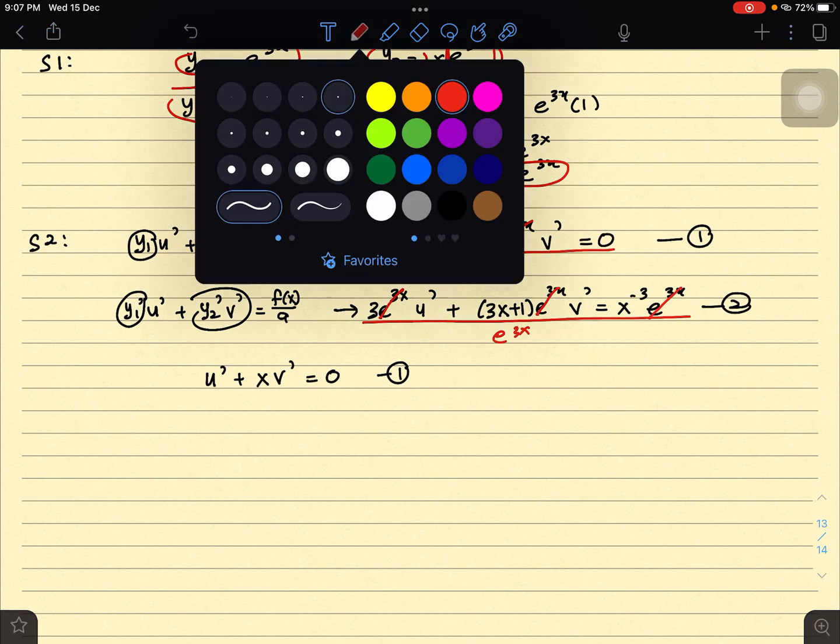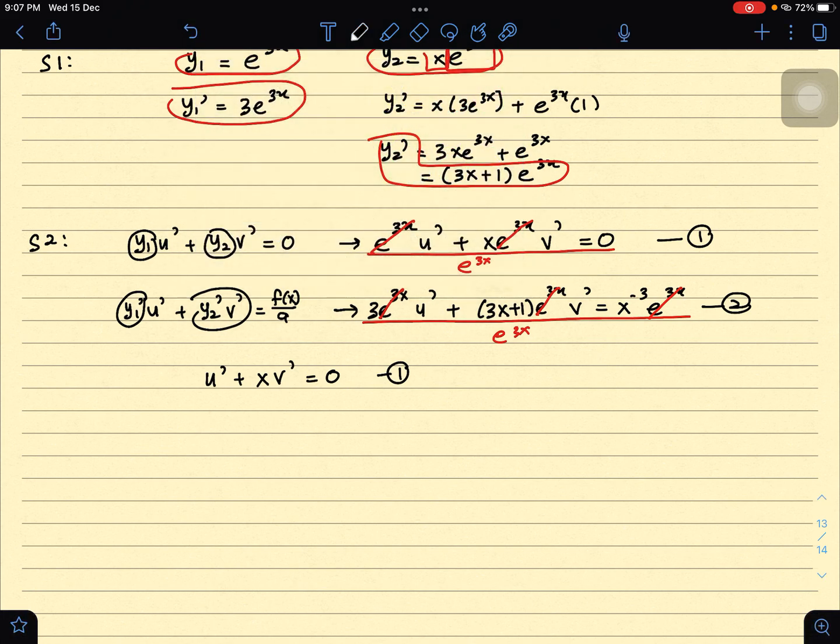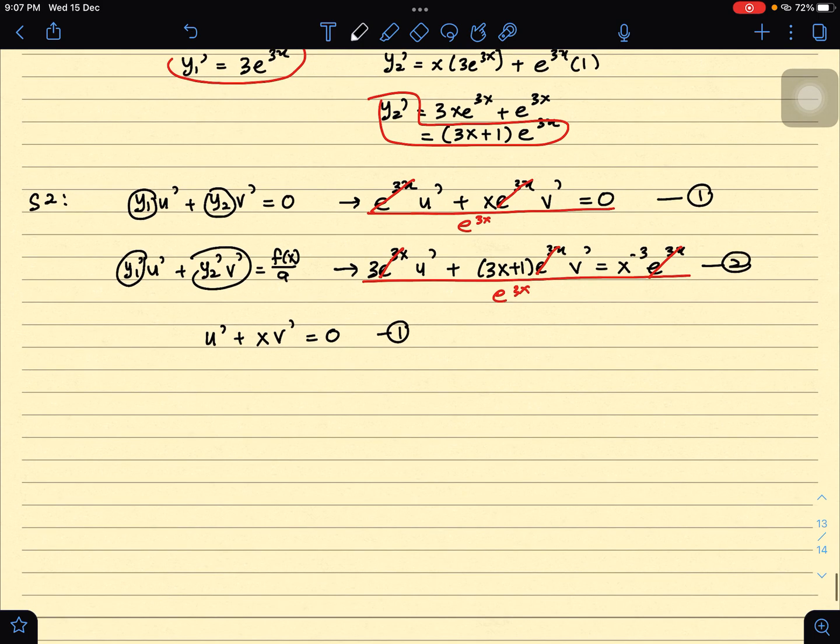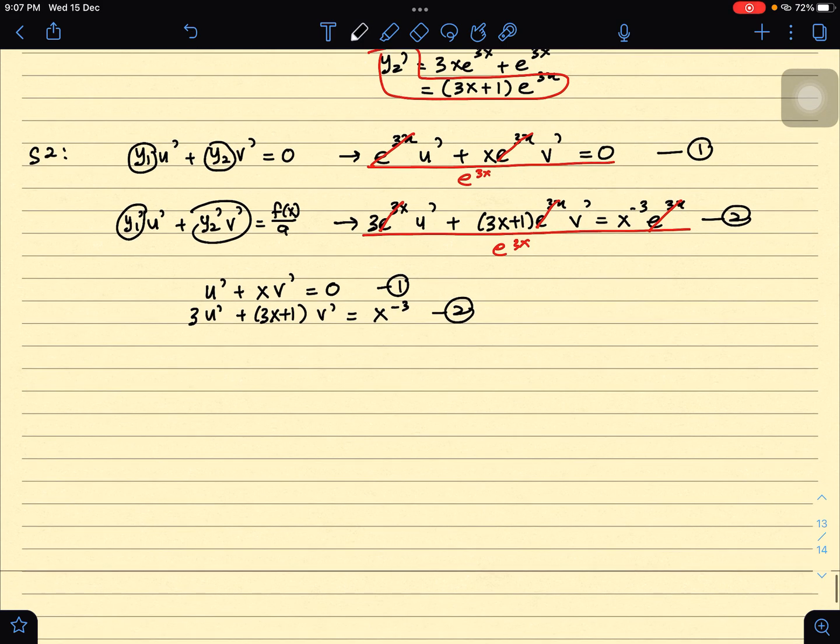Okay, so persamaan kedua yang tinggal adalah, ini adalah simplify. Tak simplify pun tak apa, cuma nanti dia akan complicated sikit lah, dia akan banyak untuk kira. Okay, so 3u prime tambah dengan 3x plus 1 v prime sama dengan x negatif 3. So ini persamaan kedua. Okay, settle step number 2.